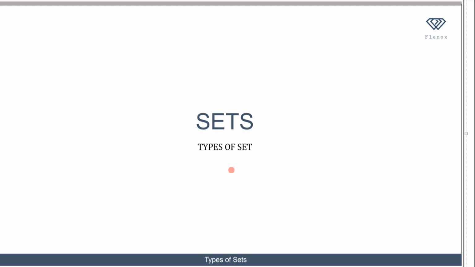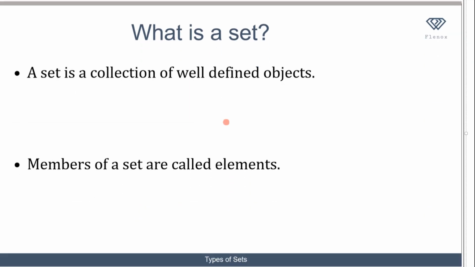Hello, so now we're going to be talking about the types of sets. To start with, what is a set? As I've explained before, a set is a collection of well-defined objects.